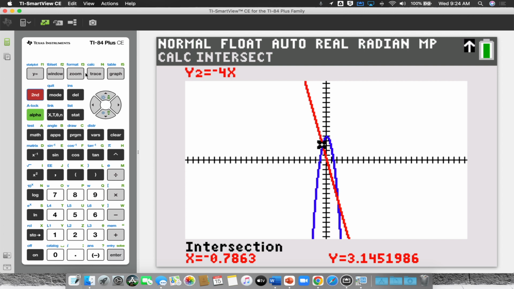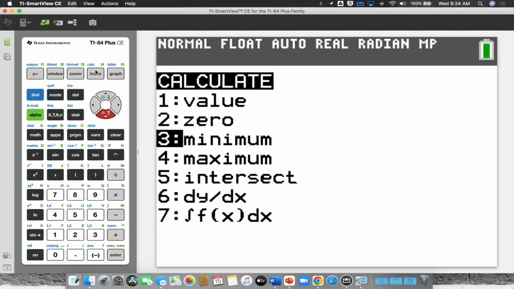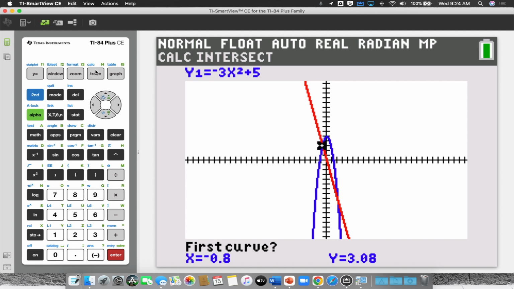So I'm going to do the same thing. Second trace, intersect, first curve, second curve, best guess. And there it is, 2.1196. I'll stop right there. You can put 3 on there, but since I did 4 spaces for the last one, I'll do 4 spaces for this one. 2.1196.